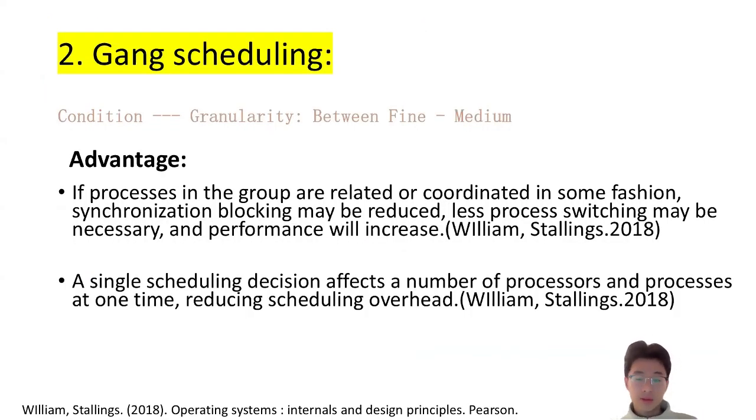When we use this scheduling, we will think about a condition. It is granularity between the fine and the medium. The advantage is if processes in a group are related or coordinated in some fashion, synchronization blocking may be reduced, so less process switching may be necessary and the performance will increase. A single scheduling decision affects a number of processors and processes at one time, reducing scheduling overhead.